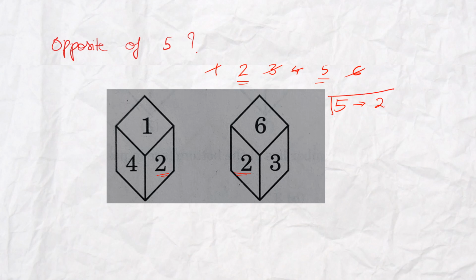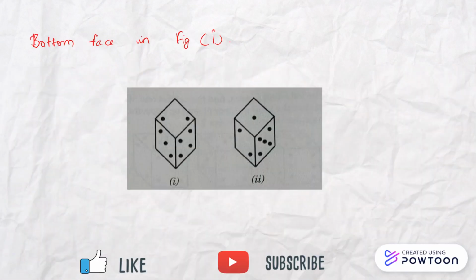I hope now this is very clear to you. Sometimes you will be given 3 dices, sometimes you will be given 4 dices, and you will have to solve this kind of problems. So I hope this trick helps you. And the main thing is that you need to practice this kind of question many times. Until and unless you practice, you won't be able to solve these questions very quickly.